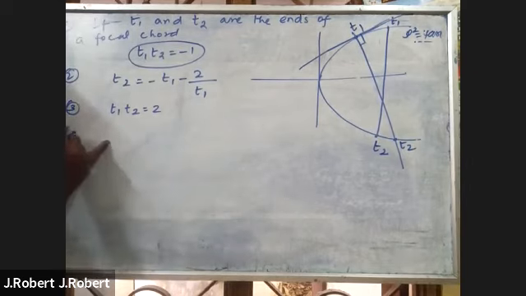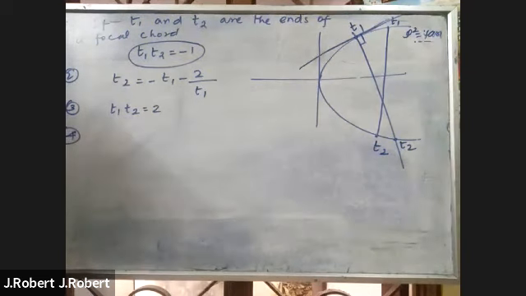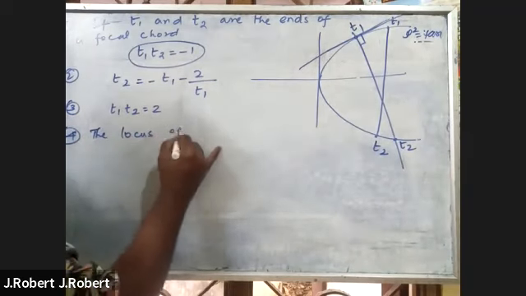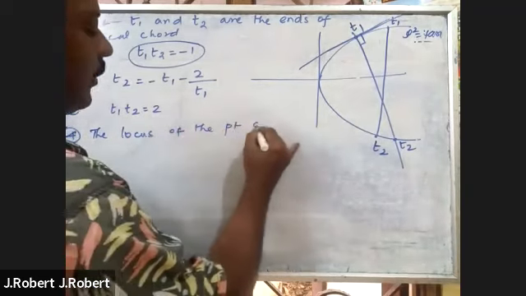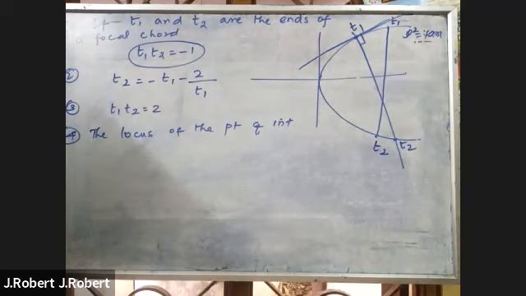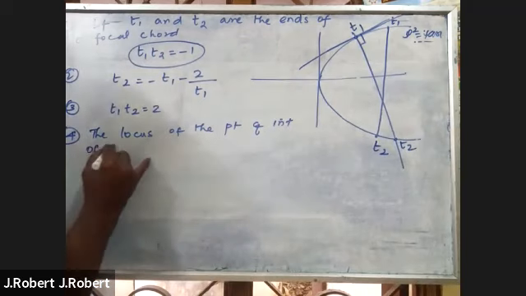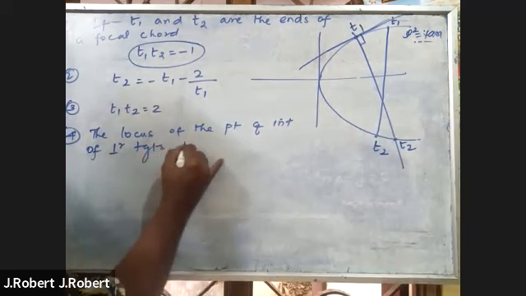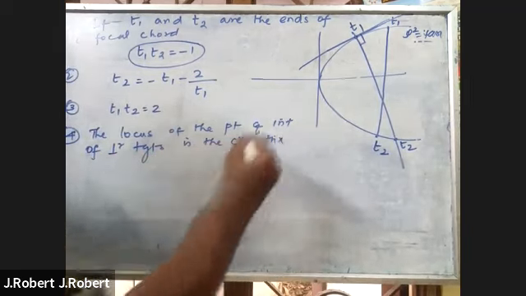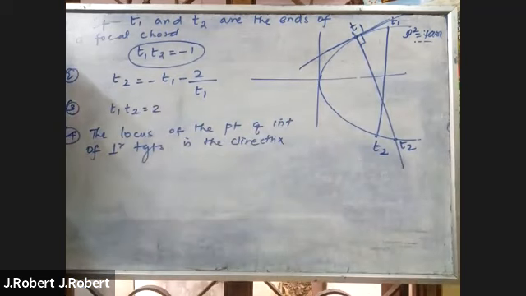And finally, a very simple but important result: the locus of the point of intersection of perpendicular tangents is the directrix. Please take down. Very important. Based on these four results, we are going to solve the problems.